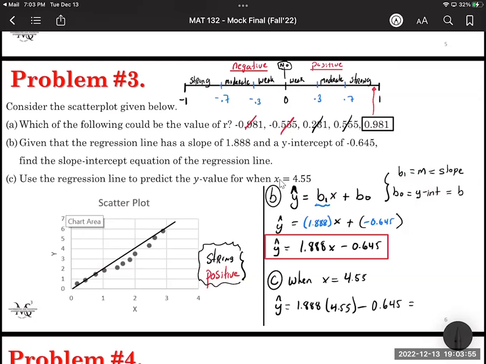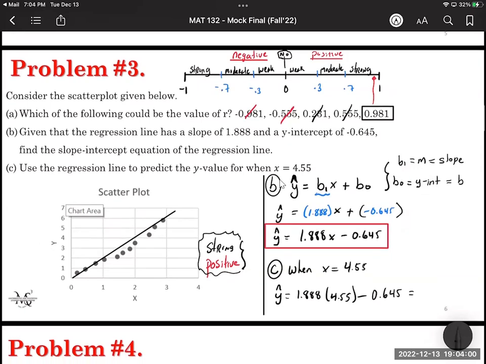You multiply the two numbers first, you get a result, and then you subtract 0.645. If you do this, can I have a volunteer? Can you try this out? Let me know what you get when you work this out. Tim, did you work it out for me?